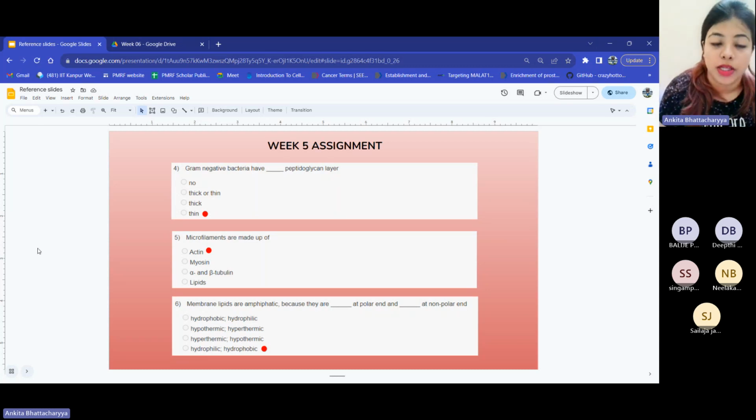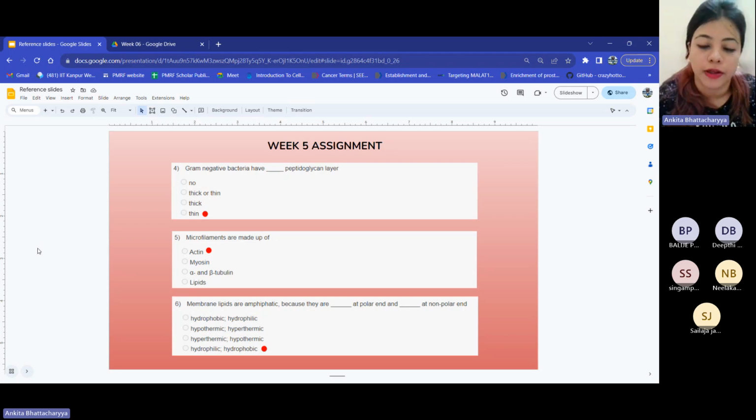Then in question 6, we are asked that membrane lipids are amphipathic because they are dash at the polar end and dash at the non-polar end. So the amphipathic nature means that it has two different properties with respect to water, of course. So it has a hydrophobic and a hydrophilic part. The hydrophilic part is the one which is able to face water, to put it directly, and that is the side that is said to be the polar end as well. On the other hand, the hydrophobic part would be the side that fears water and is positioned towards the non-polar end. So option 4 would be correct for it.